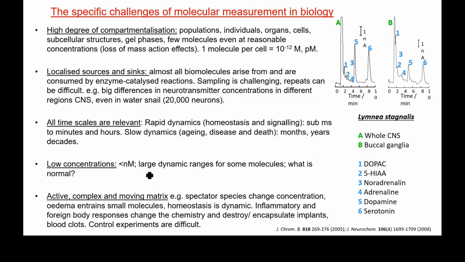And some molecules that we encounter all the time have very high dynamic range, such as lactic acid, or lactate, as it will be at physiological pH, which ranges from sub-millimolar to tens of millimolar concentrations during normal activity. So what's normal? And trying to get a good control experiment is a major problem in biology.